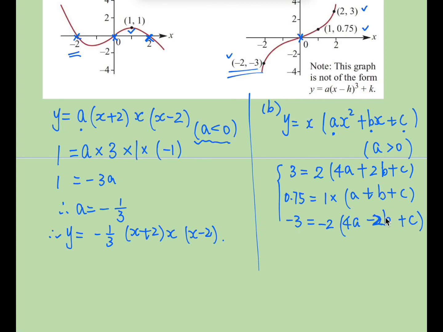Then for these 3 equations, we can solve by ourselves, or we are going to use the graphing calculator to get the answer. I will leave this one to you. This one is the first idea.